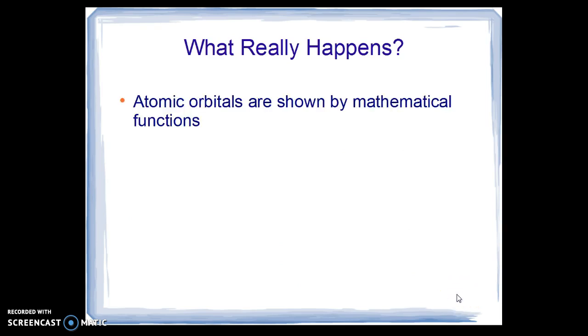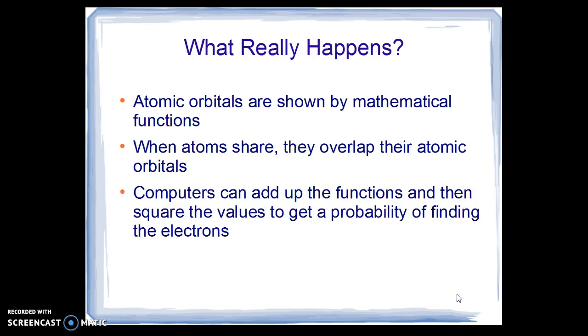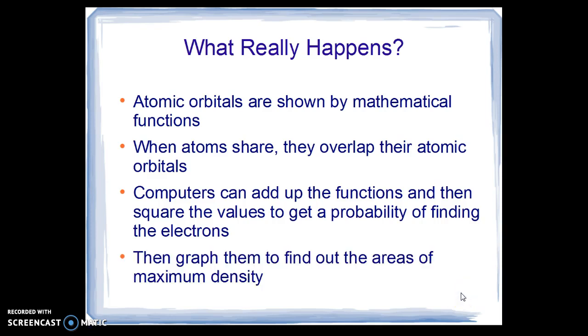What's really happening? Well, atomic orbitals, we know, are shown by mathematical functions, probability functions that give us what we called mosquito graphs. Then when atoms share, they're going to overlap their atomic orbitals to share the electrons in those orbitals. Now, by computer, we can add up the basic psi functions, and then, once we have added them, we can square the values of these functions to get a probability of finding the electrons, and that's something that we can graph. We graph them to find out the areas of maximum and minimum densities.